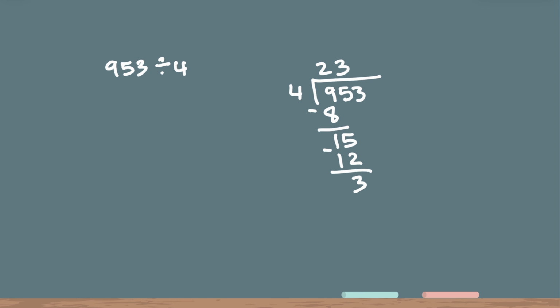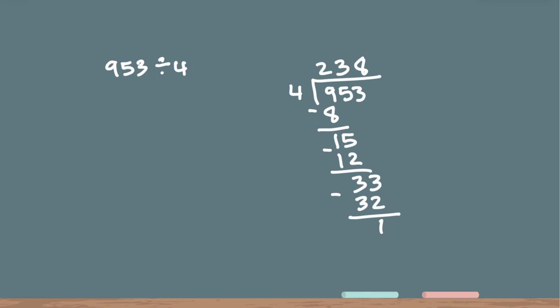Okay, so now we're going to bring down the 3. So this is 33. Then we're going to see how many times a 4 goes into 33. In this case, it's 8. So 4 times 8 is 32. Okay, you're going to subtract the 32 from the 33. So 3 minus 2 is 1, and then 3 minus 3 is 0.